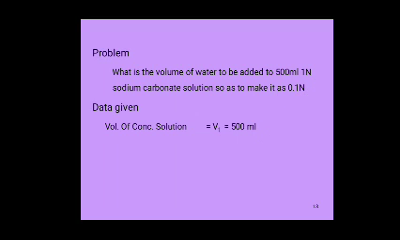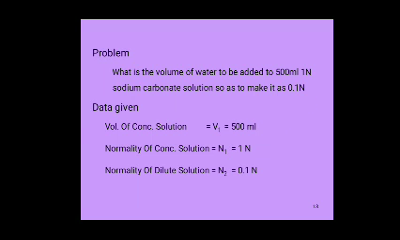Data. Volume of concentrated solution is 500 ml. Normality of concentrated solution N1 is equal to 1N. Normality of dilute solution N2 is equal to 0.1 N. Calculate the volume of dilute solution V2. V2 is equal to how much?